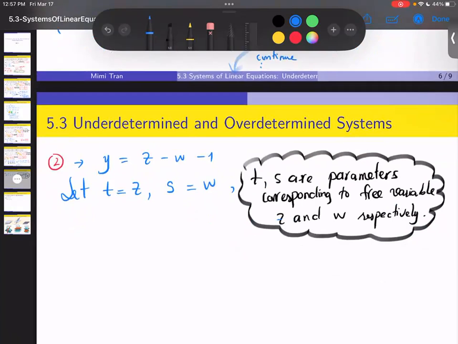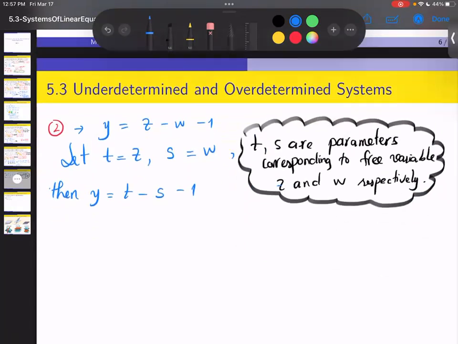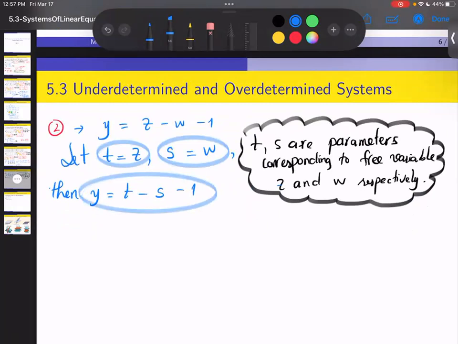Plug it back to find y in terms of parameters, right? Then y equals z is t, w is s. So you have, let me circle the solution. That's my solution. Another one. So 3 so far, right? 3 so far. One more to go, the x.